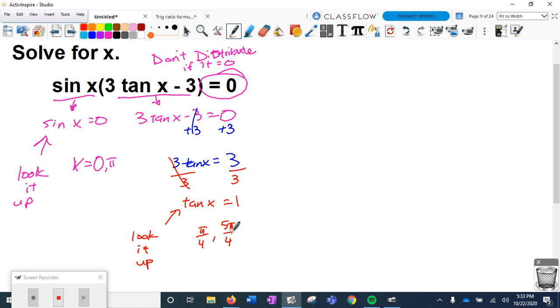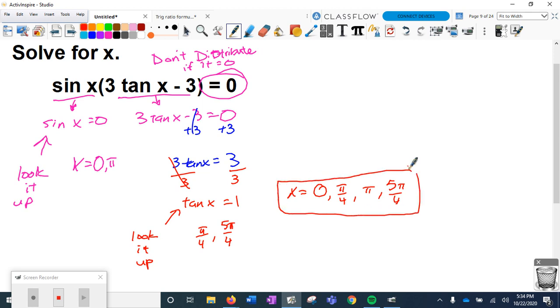Okay, now we got to put these in order. So when I put them in order, 0 should come first. The next should be pi over 4. And then next should be pi. And then next would be 5 pi over 4. Okay, this one has 4 answers to it. Again, if we're multiplying and it equals 0, do not distribute. Set each piece equal to 0.